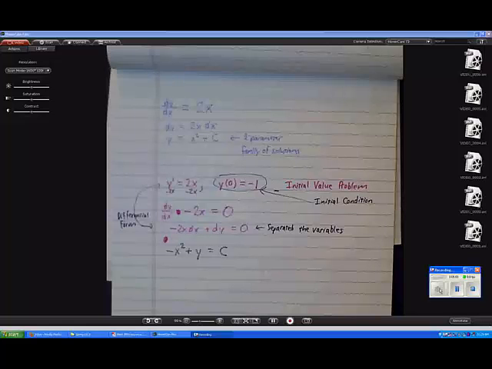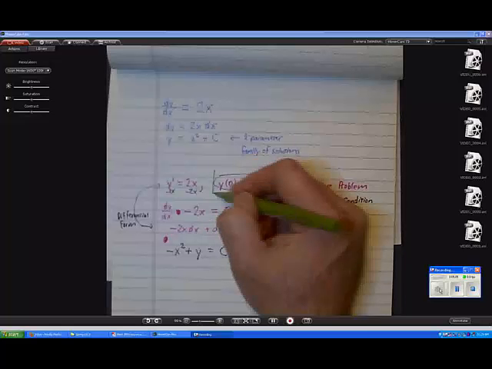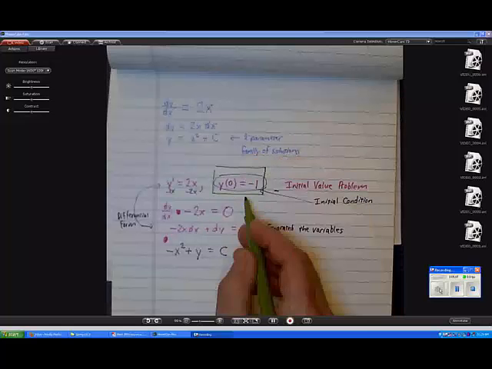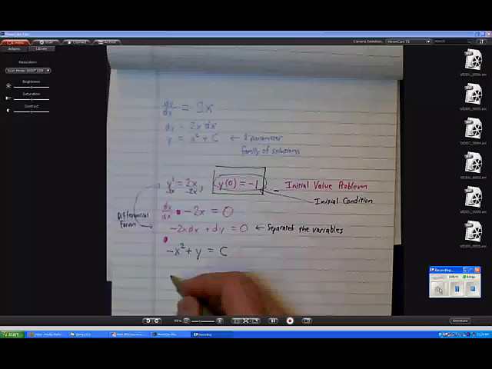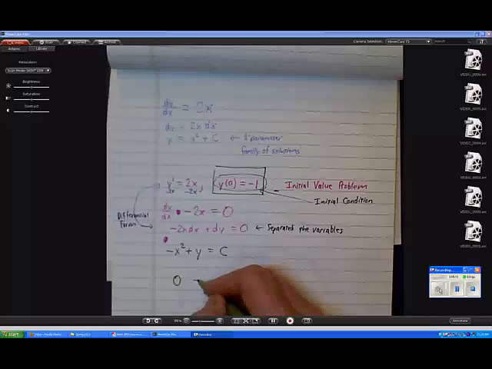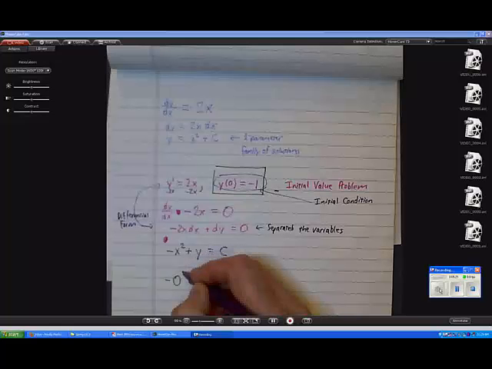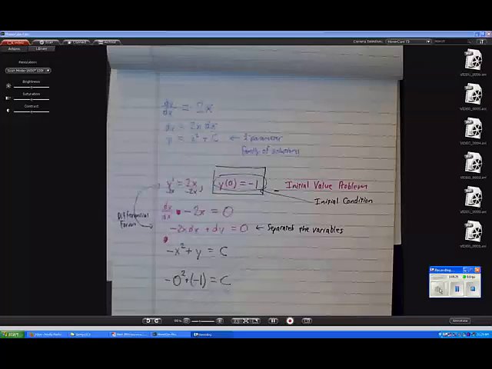Okay, and now we still need to use our initial condition, the fact that y of 0 equals negative 1. So what does that mean? It means if I put a 0 in for the x, I have to put a negative 1 in for the y. So let me write the equation down. It would be negative 0 squared plus negative 1 equals c. So what does that tell me? c equals negative 1. And that tells me the particular solution I want.